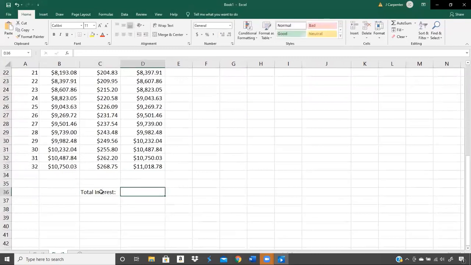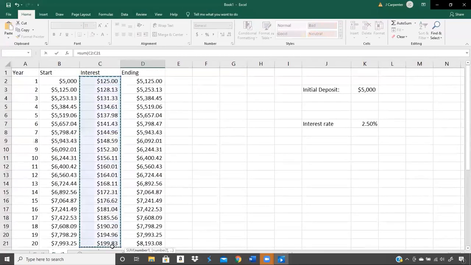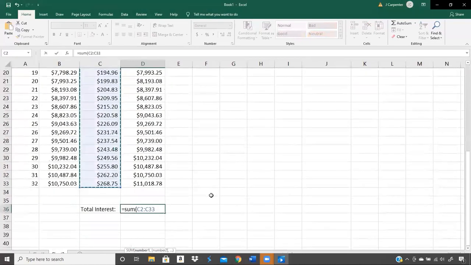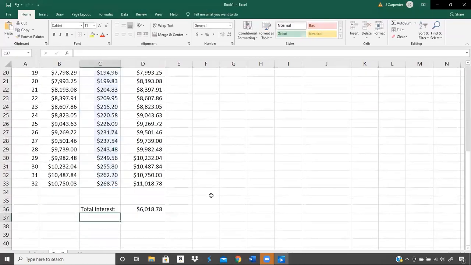That would just be, you can do it two ways, as I've already said. You can just sum the interest column, or you can take the ending balance and subtract the starting balance. If you're making multiple deposits, though, you have to add all the interests up, which is not the case here. So let's do the sum, equals sum, open parentheses, and let's just drag and drop all the interest amounts for all 32 years. Close the parentheses, hit enter, and that's how much money we got for free.